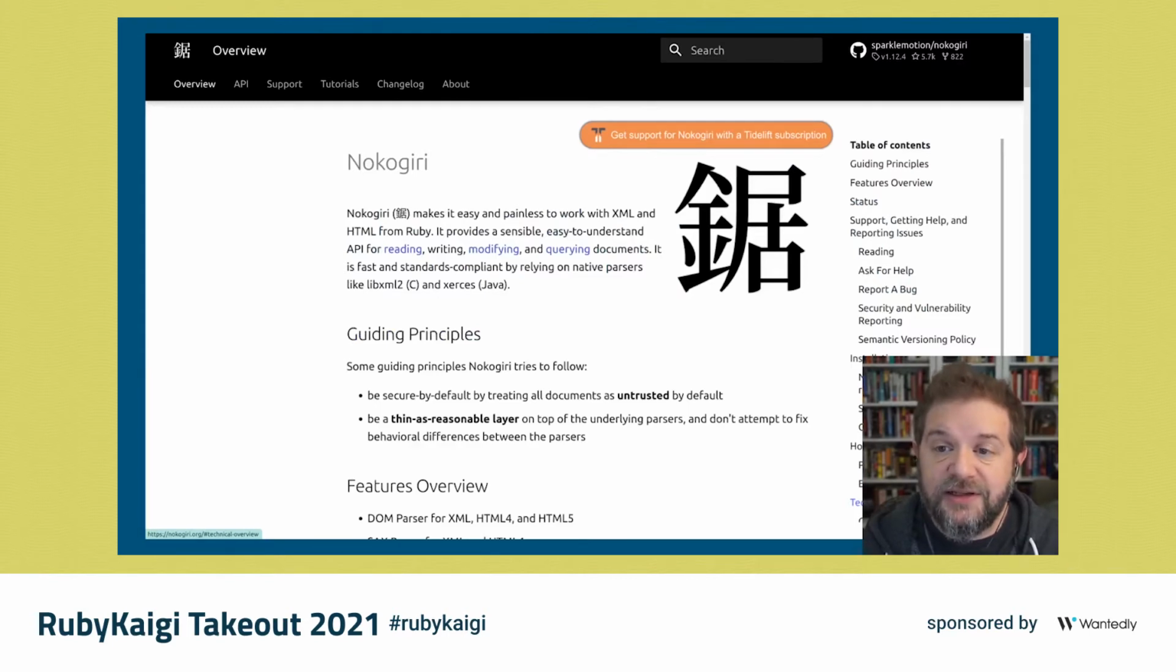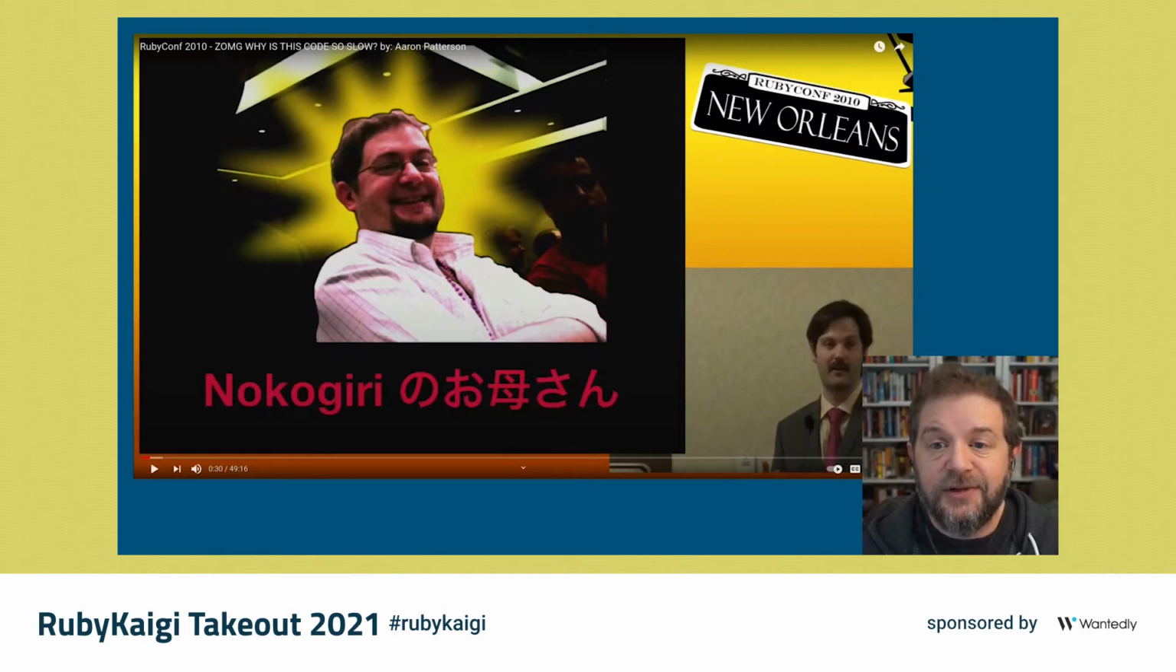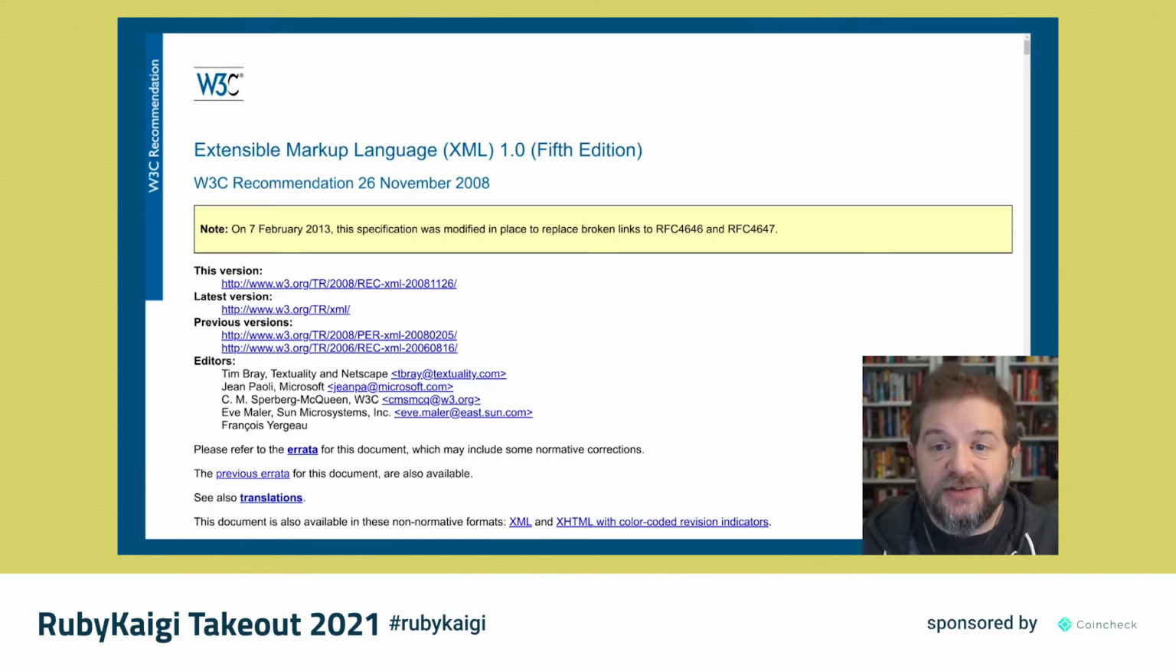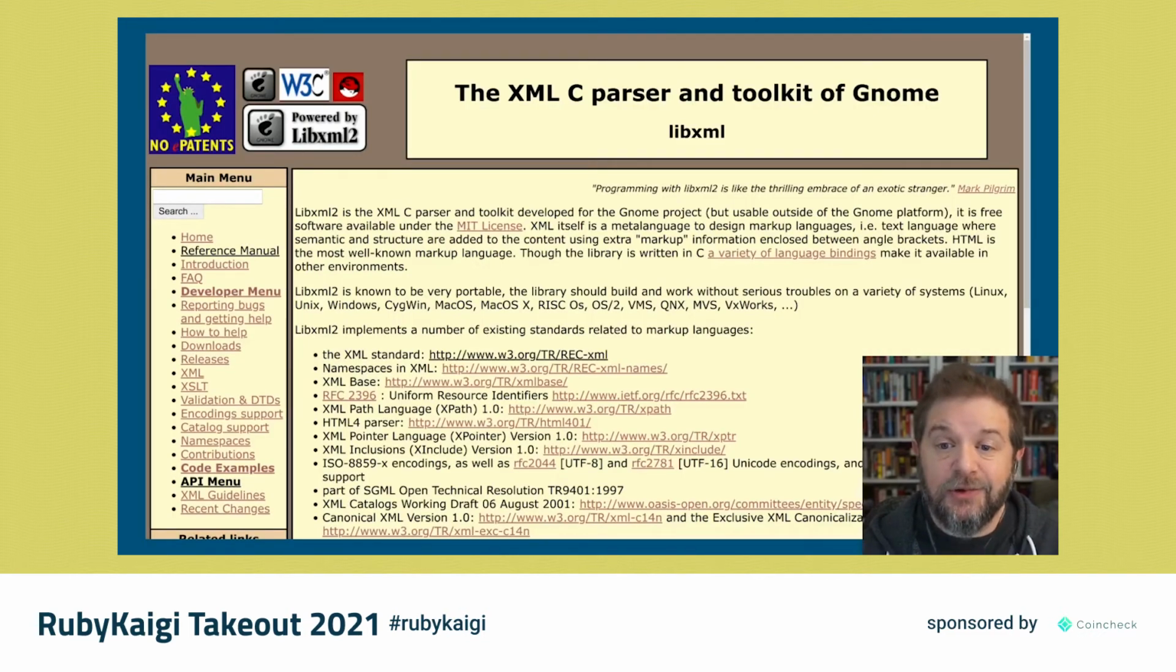I've been the primary maintainer of Nokogiri for over a decade. Aaron Patterson once called me Nokogiri Mother in a conference talk, and I kind of liked it. If you're not familiar, Nokogiri is a Ruby library for parsing XML or HTML documents. The formal specifications for XML and HTML are huge. It would have been a monumental task to implement all of that from scratch in Ruby, and I'm pretty lazy. So instead, Nokogiri relies on existing open source libraries and interacts with them through a C extension.